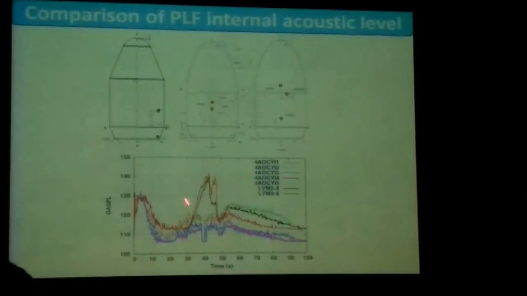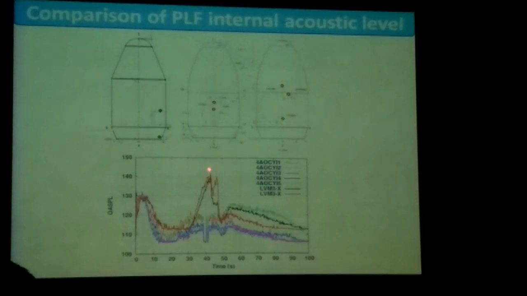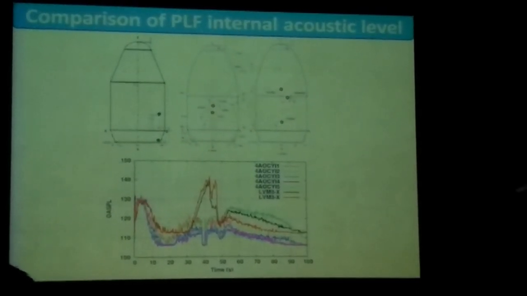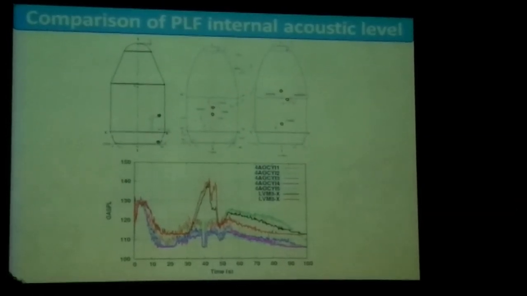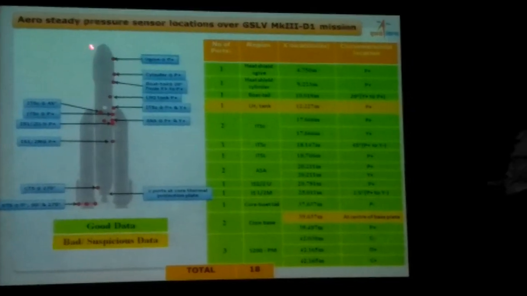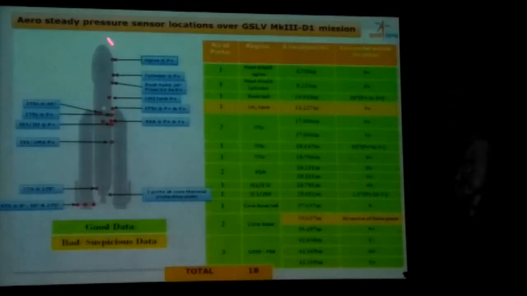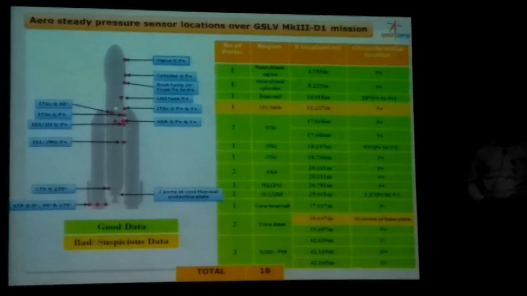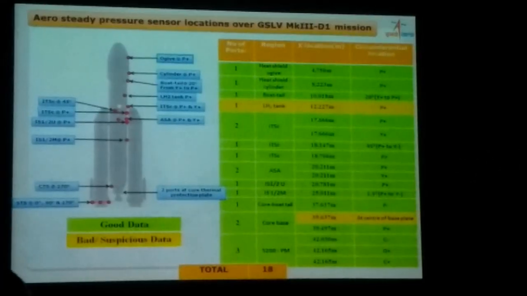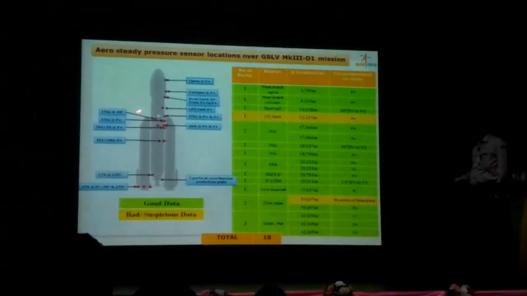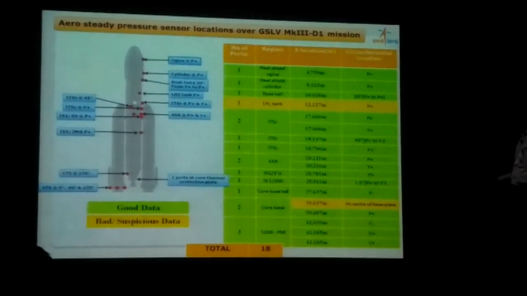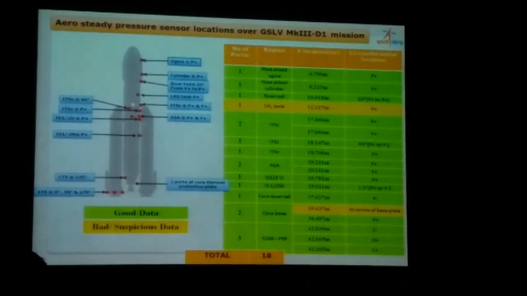And this is the level which was measured inside the heat shield. You can see here from 140 it has come down to something like 120 dBs. So this is the benefit we got by suitable shaping. We also had a lot of steady measurements on this vehicle to see how the pressures are, so that you can also cross-check the structural adequacies. All these pressure measurements are done in flight, and then we compare with our predictions.